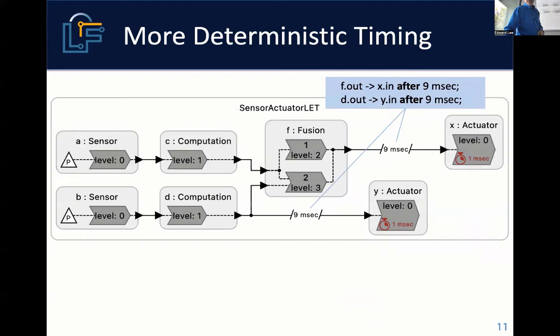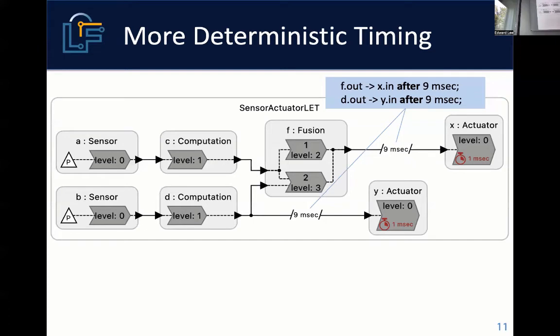So here's one way that you can get the more repeatable behavior: explicitly manipulate the timestamps. Okay, so here I've introduced a logical delay of 9 milliseconds and then a deadline of 1 millisecond. And what this means now is that the actuator will be invoked between 9 and 10 milliseconds after the button push.